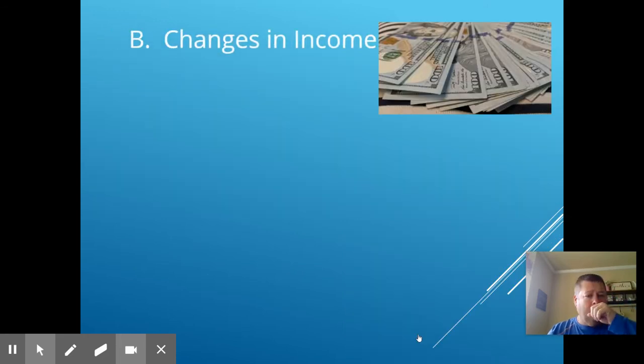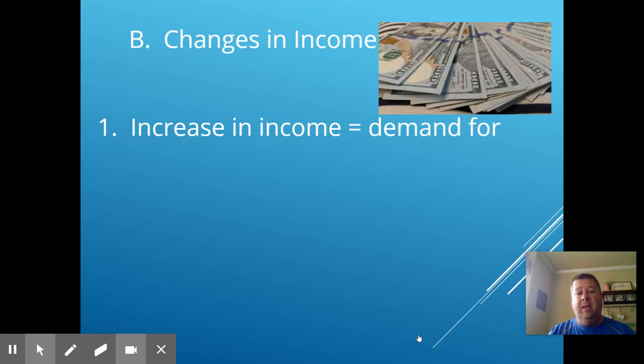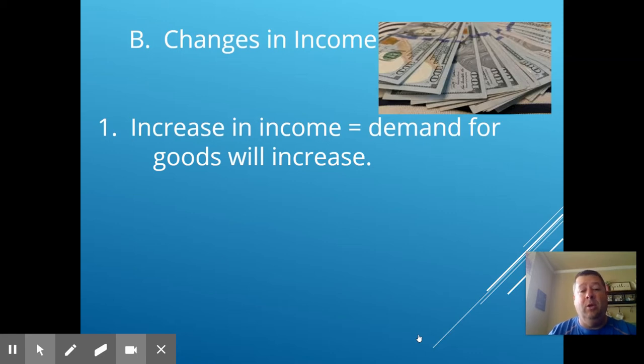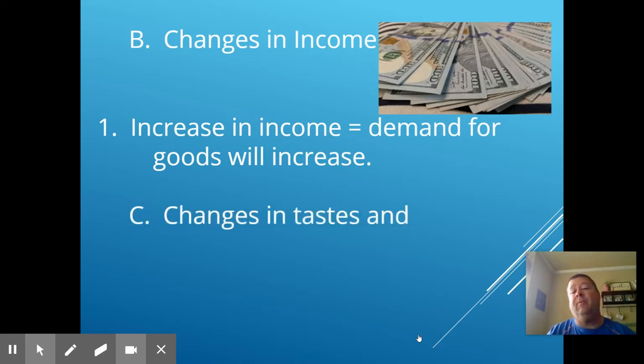Changes in income. Obviously, if you get more income, you're probably going to increase demand for products, because why? You've got more money. And usually when we make more money, we spend more money. And vice versa, the less money we make, the less money we'll spend. But increases in income are definitely going to increase demand.